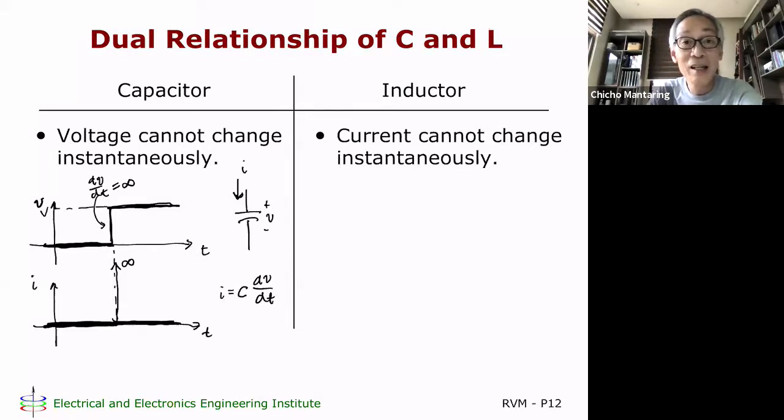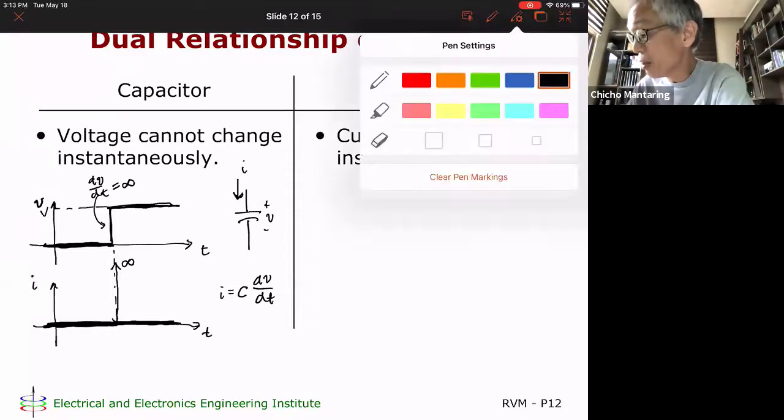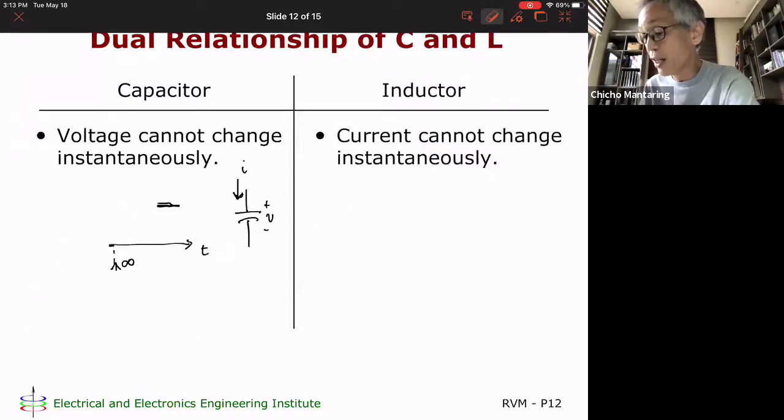Okay? It's impossible for an infinite current to flow. And that's why we say the voltage cannot change instantaneously. Yan yung rason na sinasabi natin to. Your voltage cannot change instantaneously. And the same thing for your inductance. Your current cannot change instantaneously.